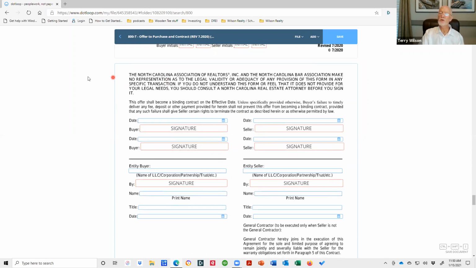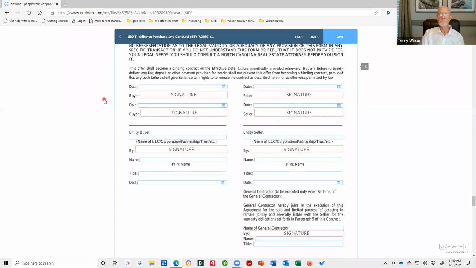My favorite paragraph of every contract is this one. The North Carolina Association of Realtors and the North Carolina Bar Association make no representations of the legal validity or adequacy of any provision of this form in any specific transaction. In other words, we want you to use this form, but we're not making any promises that it's legal, but use the form. I just love that.